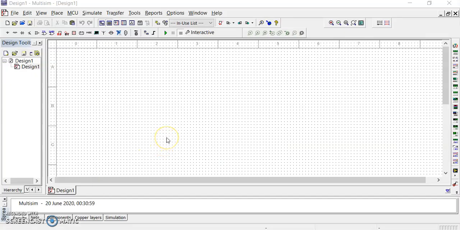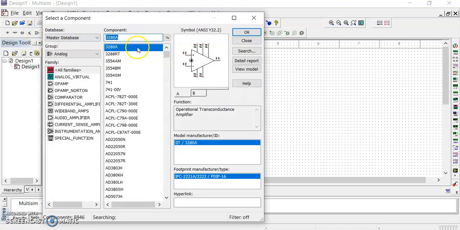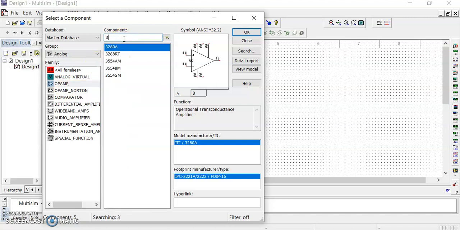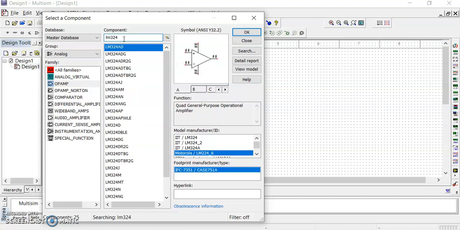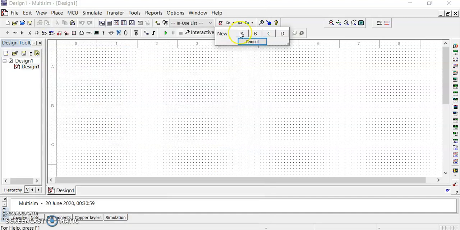Let me connect the circuit in Multisim. As we know, the op-amp is available here. It is the op-amp LM324 AD, an IC consisting of four op-amps. One op-amp is A, the next is B, C and D. I am selecting only the A op-amp.